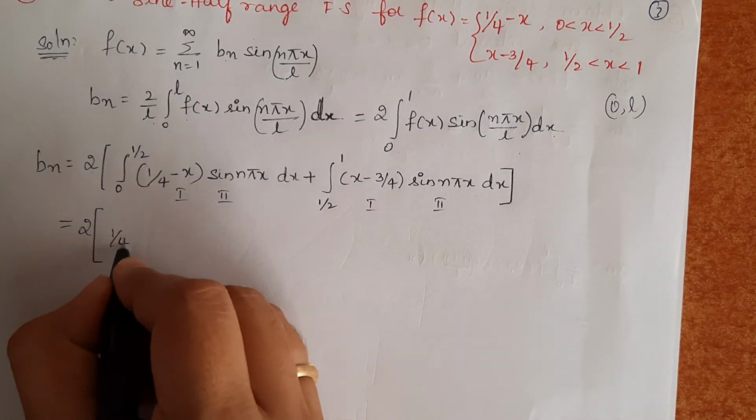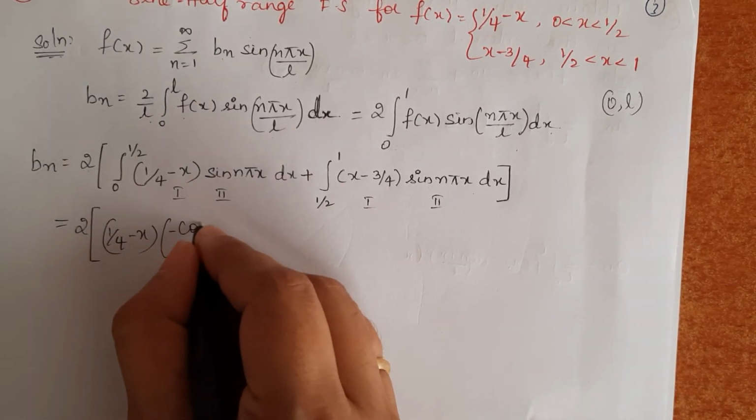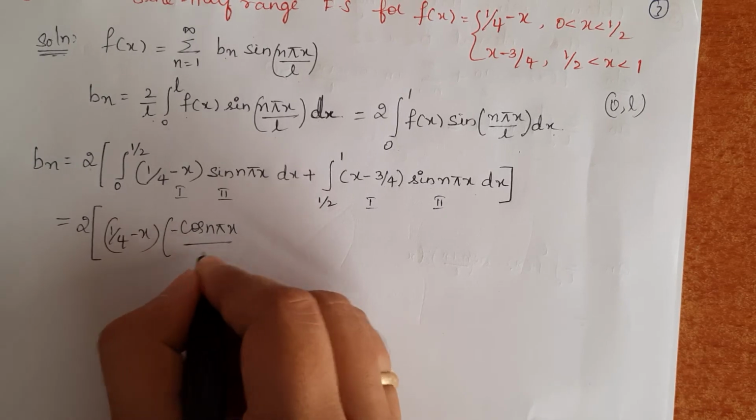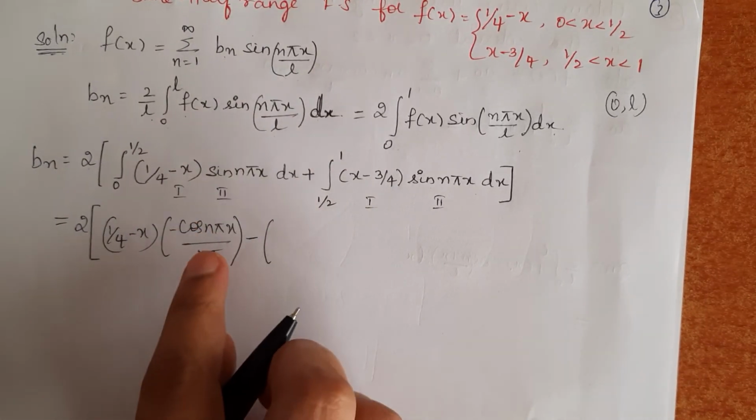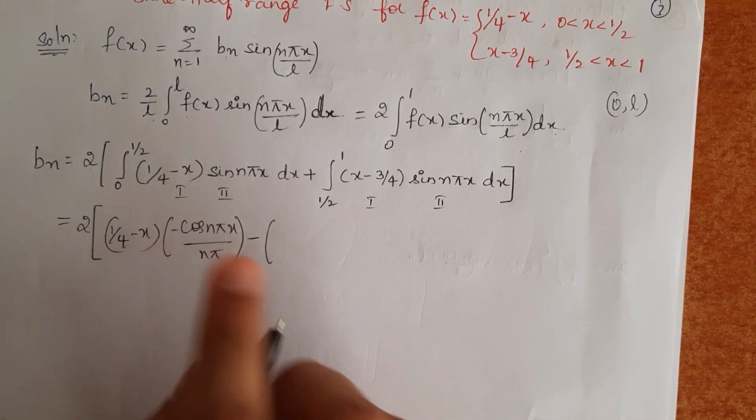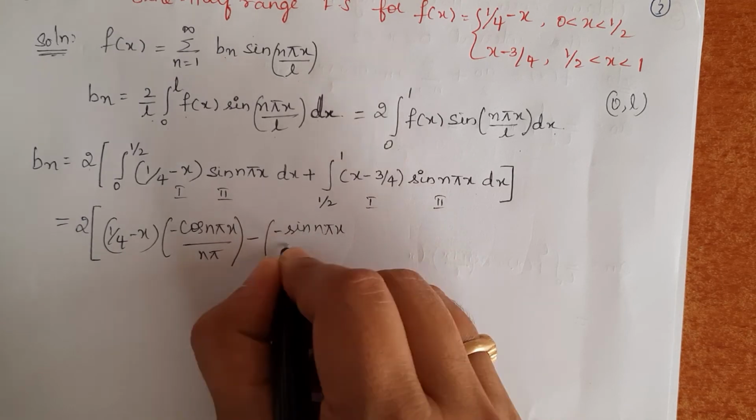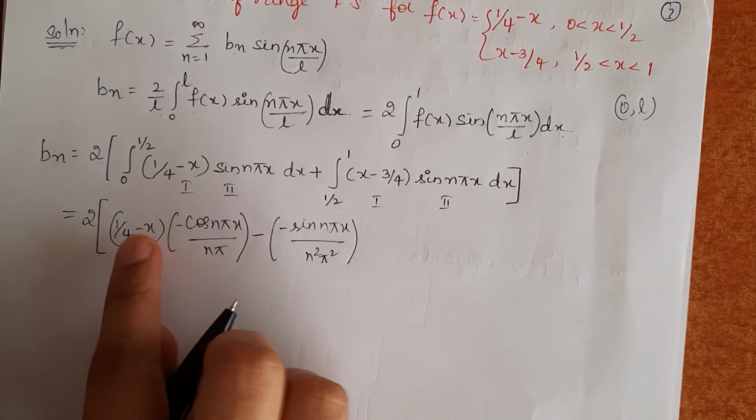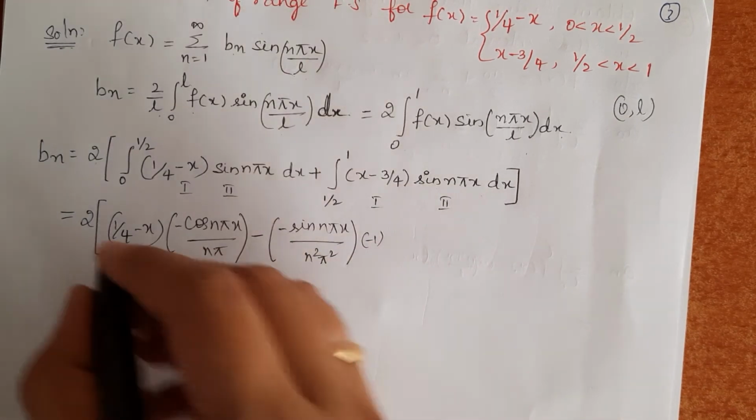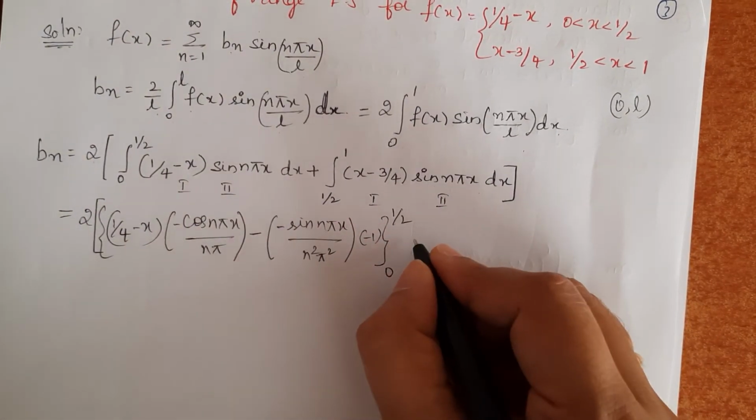So, (1/4 minus x) into the integration of sine n pi x, which is minus cos n pi x divided by n pi, minus, again, the integration of this integrated function, which is minus sine n pi x divided by n square pi square, into the differentiation of (1/4 minus x), which is minus 1. This is between the limits 0 to half, plus.